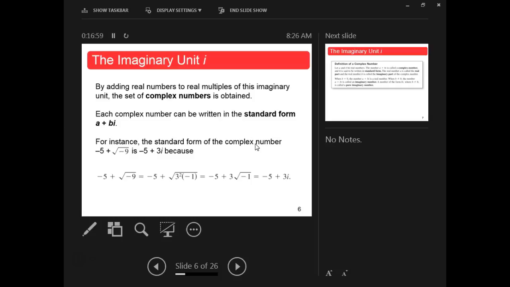By adding a real number to real multiples of this imaginary number, we now get the set of complex numbers. It includes all real numbers and all numbers that have imaginary parts to them. So each complex number can be written in standard form a plus bi, where a and b are both real numbers. i is that imaginary unit. Okay? Now if b happens to be 0, that's just a real number. If a happens to be 0, that's a strictly imaginary number.